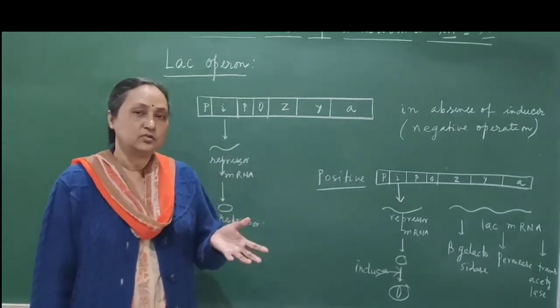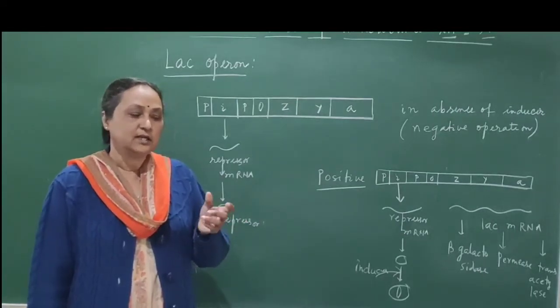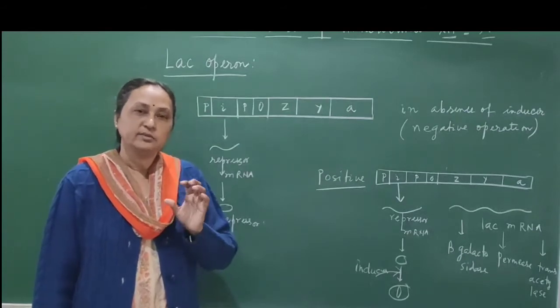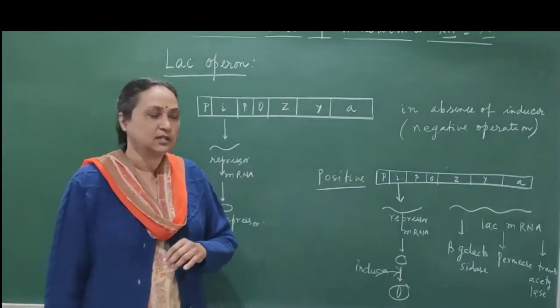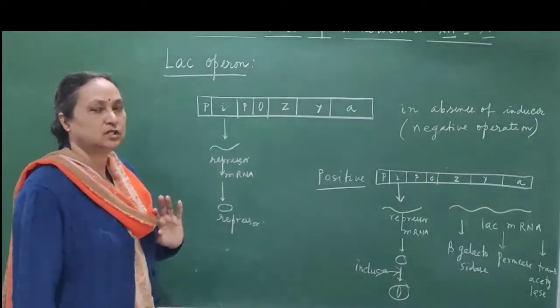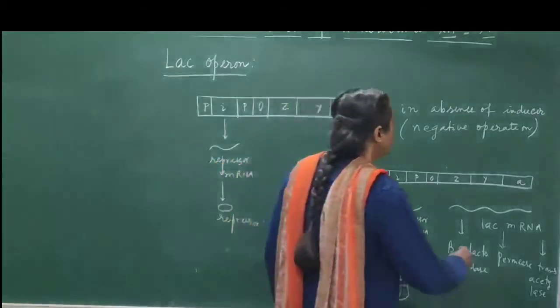And if there is no lactose, no requirement of the lactose, cell does not want to take lactose, then that is called switch off conditions or negative regulation. So we will discuss both the positive as well as the negative. Now this one is the negative. There is no requirement of the lactose by the cell. So here I have written inducer.